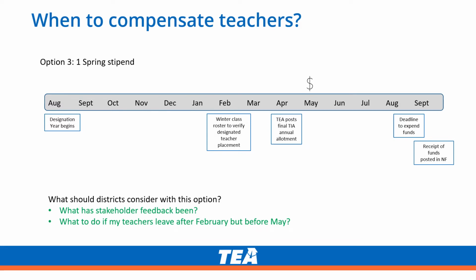In this option, the district has decided to pay in one spring stipend in May. In this scenario, the district should consider first, what has stakeholder feedback been, and what do they do if teachers leave after February but before May?